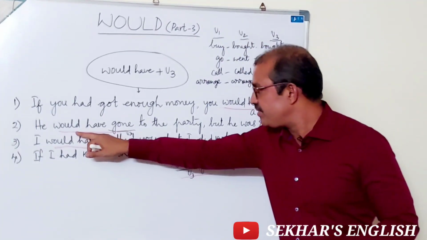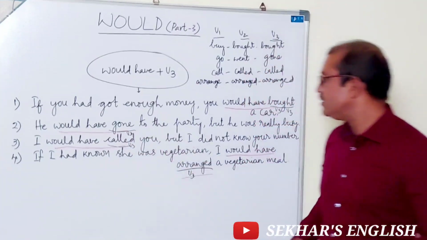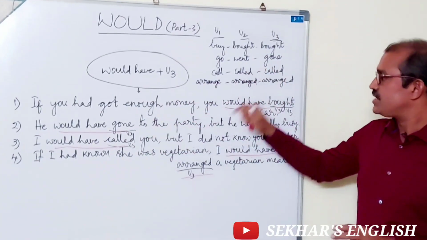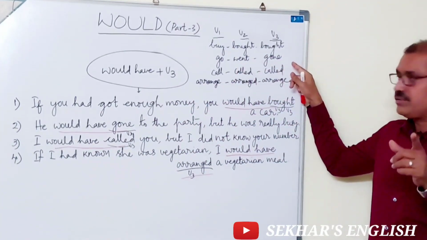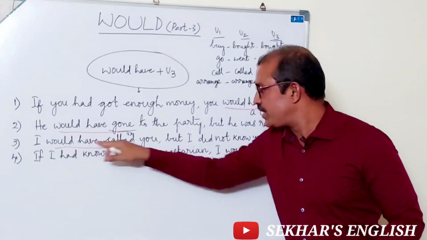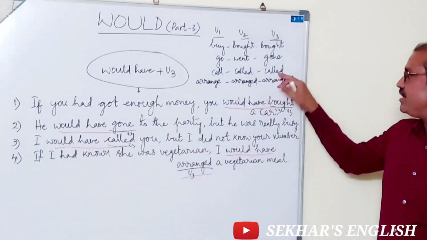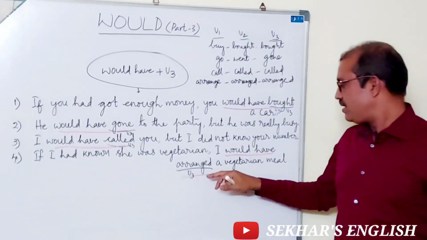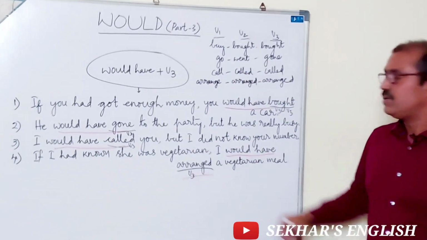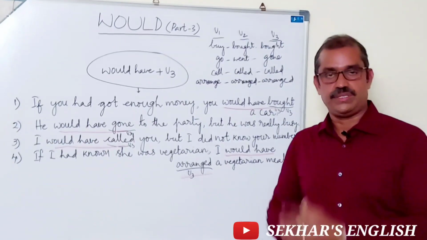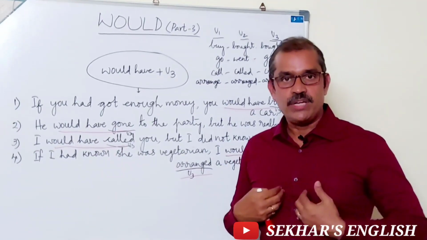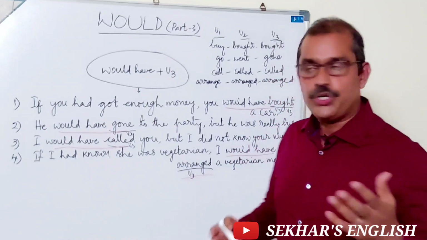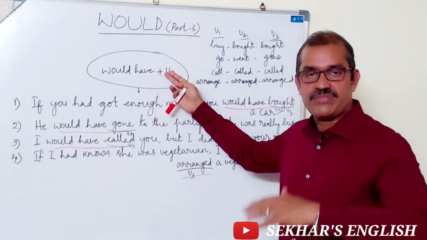In the second example, we have written would have gone. So gone is V3 form. Go, went, gone. Okay. The third one, would have called. Here called is V3 form. The base form of the verb is call, called, called. And the last one, arranged. Arrange, arranged, arranged. Friends, I strongly believe that hereafter you can use this structure would have plus V3 in your daily conversation.